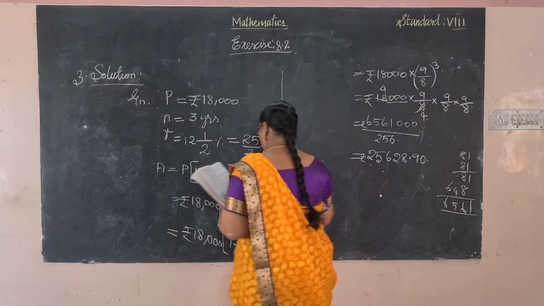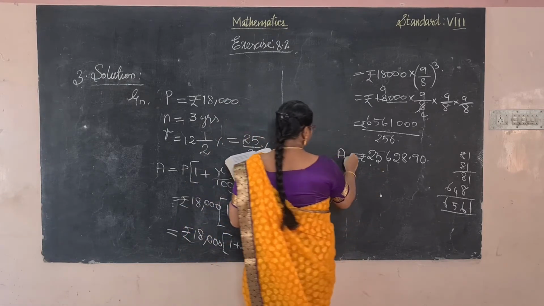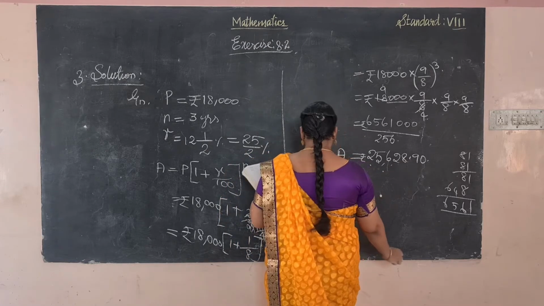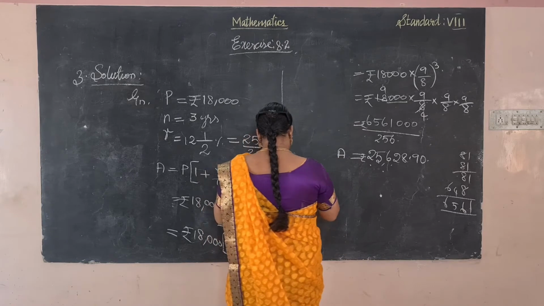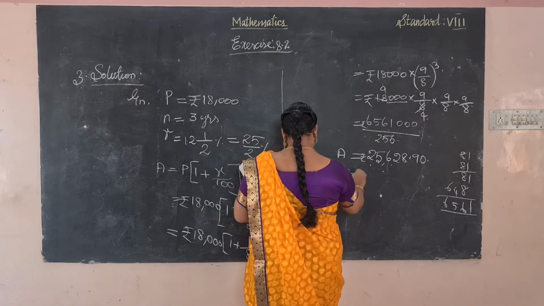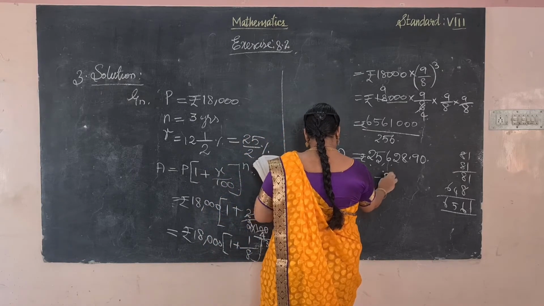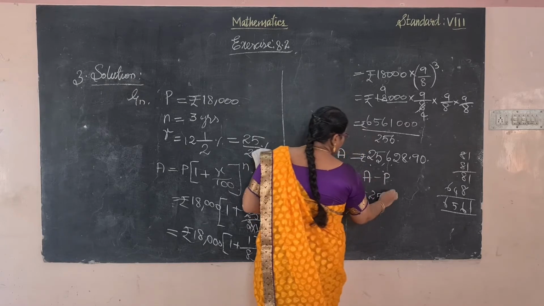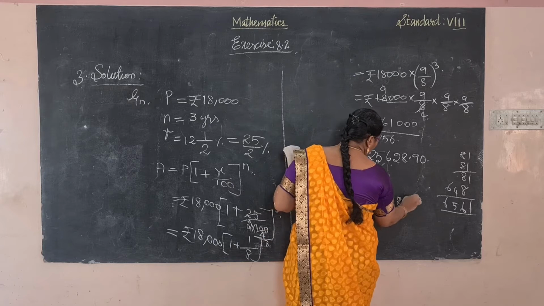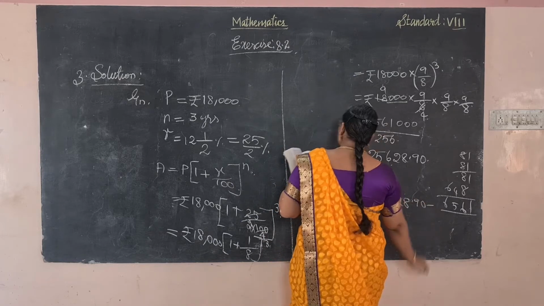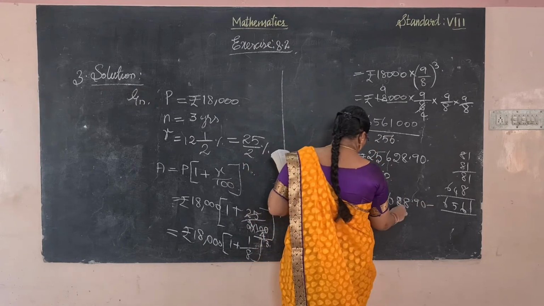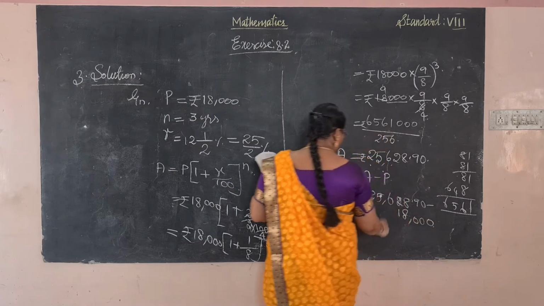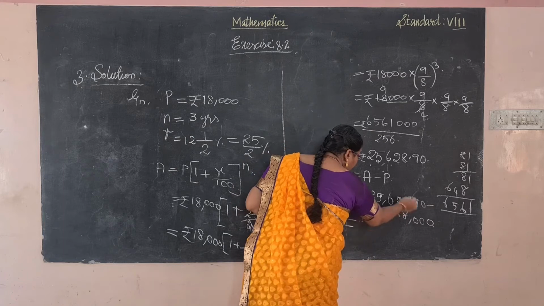The amount A is 25,628.90 paise. Now calculate the compound interest with the formula amount minus principal. So the amount is rupees 25,628.90 minus the principal amount 18,000. So what do we get?